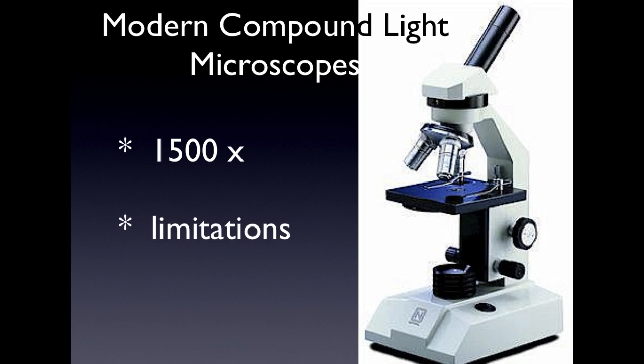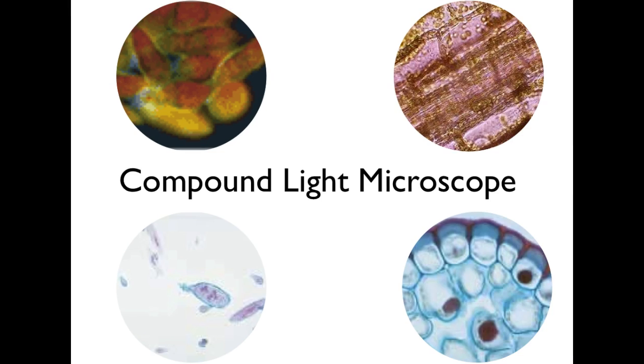It does, however, have its limitations. One of the limitations is that it can only magnify things up to 1,500 times. There are other types of microscopes that can literally magnify things hundreds of thousands of times their actual size. Another limitation is that whatever you're looking at needs to be thin enough for light to shine through the object. And so that's how the image is created.